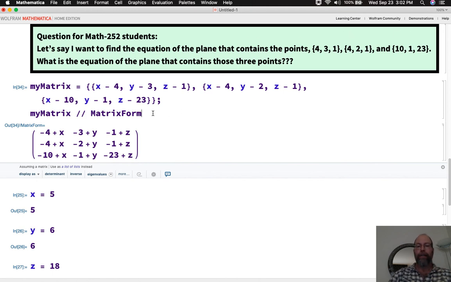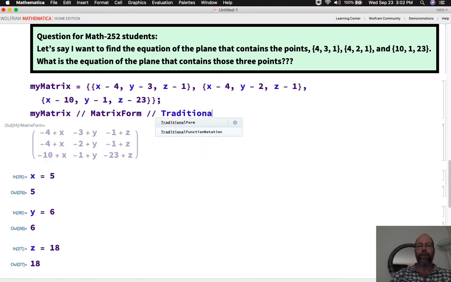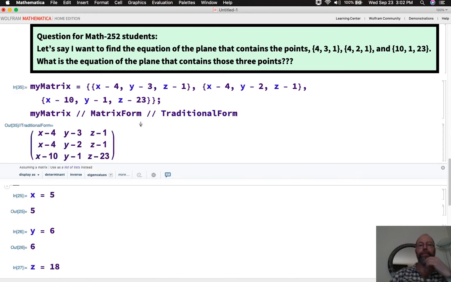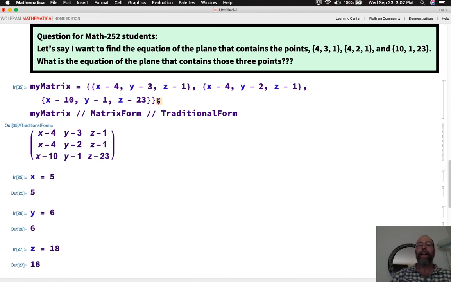Let me make that look a little prettier. Traditional form. Okay, so this is the matrix. And by the way, I really do need that semicolon. Either that or just do this part on a separate line. But if you put them together into the same command, you need that semicolon, otherwise you're going to have problems.